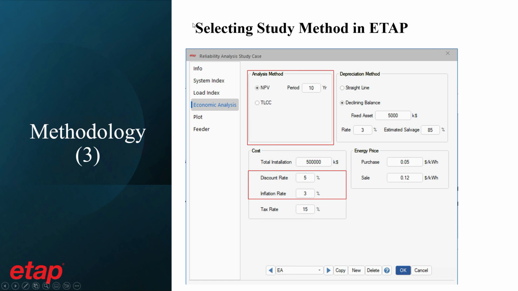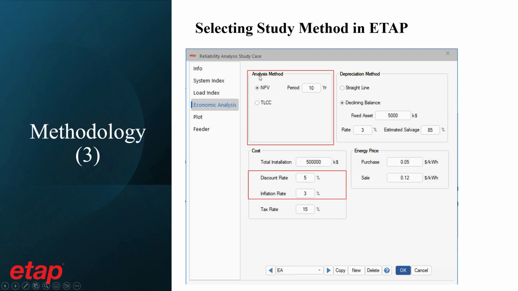So let's take a look on how study selection works in ETAP. Currently, economic analysis is a part of reliability assessment study in ETAP. So if you open the study case editor for the reliability assessment, we have a separate page called economic analysis.